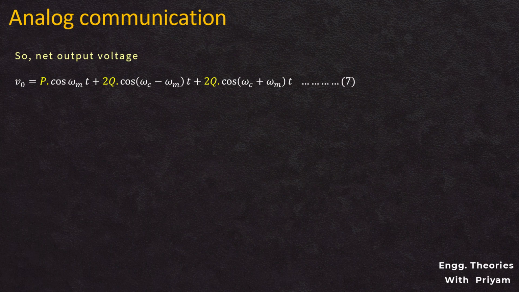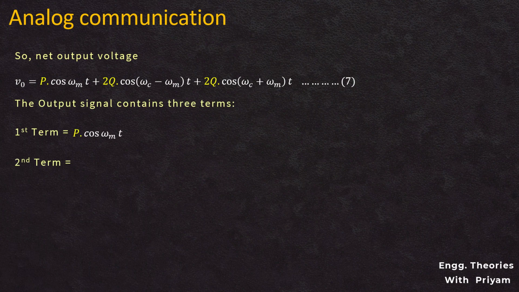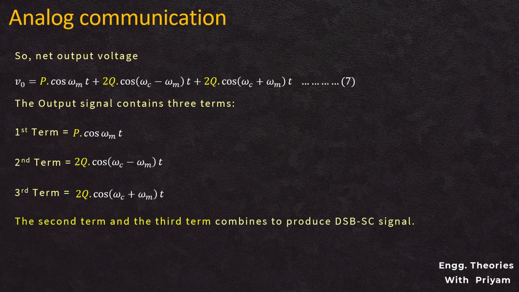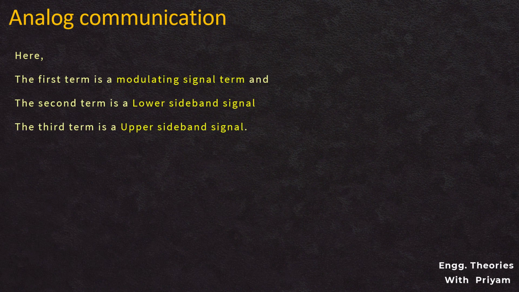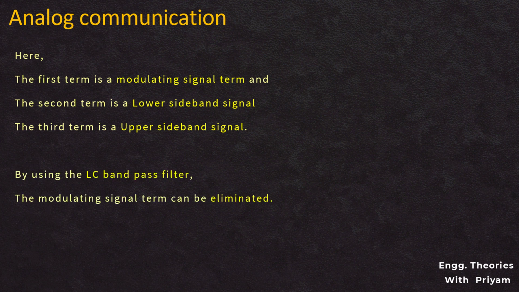This output voltage contains 3 terms. Here the first term is P into cos omega m t, the second term is 2Q into cos (omega c minus omega m) t, and the third term is 2Q cos (omega c plus omega m) t. The second and third terms act as two sidebands and they combine to produce the DSB-SC modulated signal. Here the first term is the modulating signal term, the second term is the lower sideband, and the third term is the upper sideband. By using an LC bandpass filter, the modulating signal term can be eliminated.